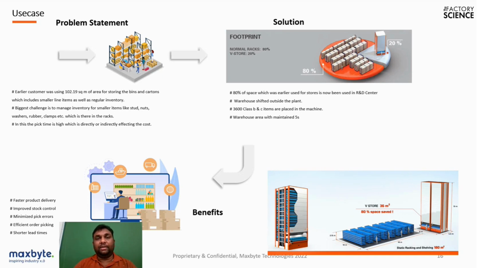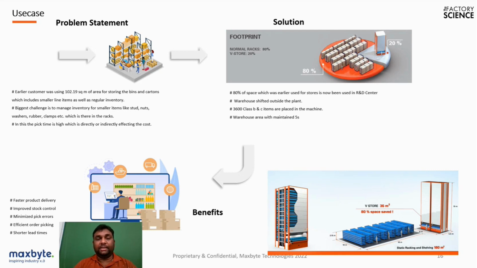So then they went for this automated storage and retrieval system, where the footprint is reduced to almost 20%. That is, the area covered by this storage system is only 20% compared to the manual spaces. So 80% of space which was earlier used for stores is now used as an R&D center. Warehouses shifted outside the plant, and multiple warehouse management systems have come into the picture, so that the materials can easily be managed there.